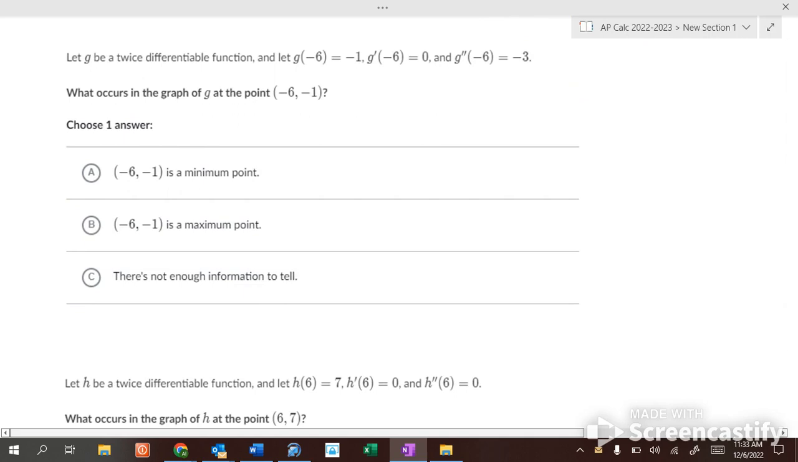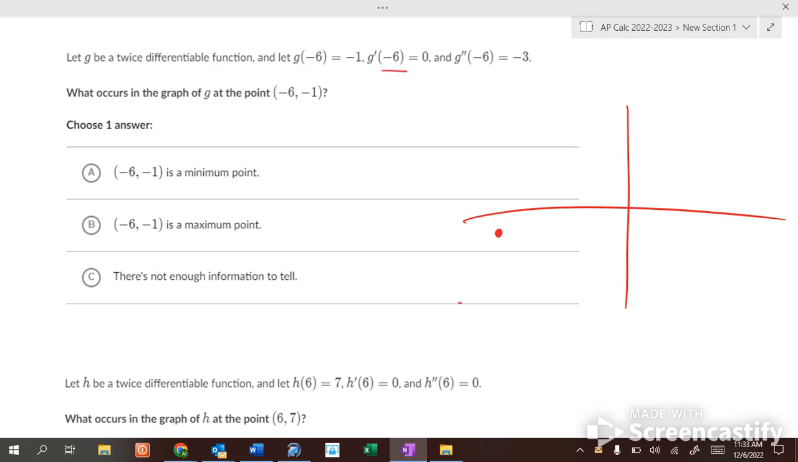How do you figure out if something's a minimum, maximum, or whatever? Okay. At -6, we have a value of -1. That's a point. At -6, its first derivative is 0. So the slope is 0, so it's either a minimum or a maximum. It's either going like this or it's like this. Okay? The second derivative is -3. So it's concave down because it's negative. Second derivative negative makes it concave down. So since it's concave down, it looks like that. So that point will be a maximum.